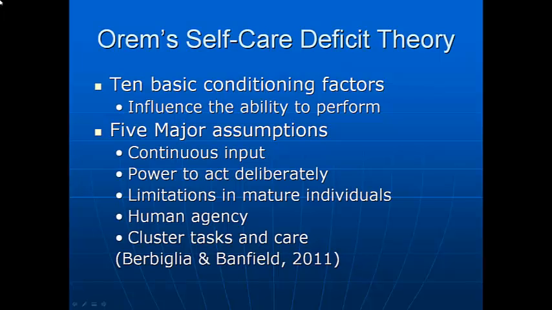Fourth, human agency is used in discovering and developing ways to identify needs and make inputs to self. Lastly, groups of individuals in some sort of relationship cluster tasks and responsibilities in order to provide self-care for those experiencing deficits in self-care.